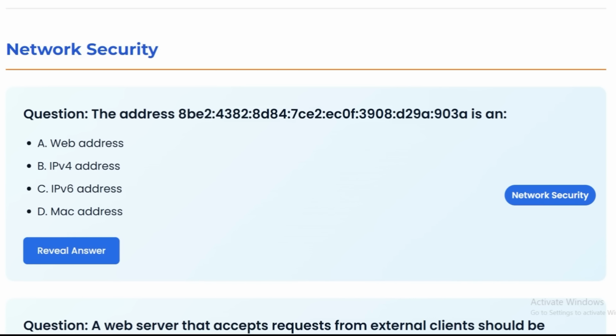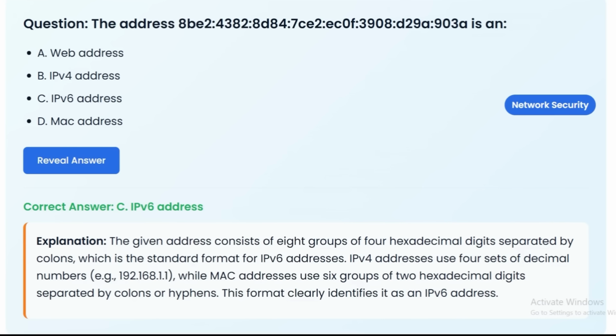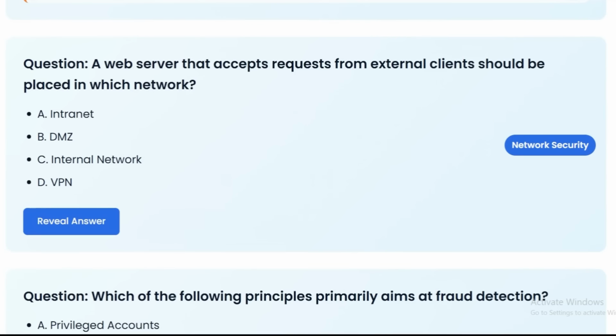So the difference between this MAC address, 6 groups of hexadecimal digits separated by colons, and this, 8 groups of hexadecimal digits. That's the difference between IPv6 and MAC, because you may be confused that, okay, this looks like a MAC address. No, this is not a MAC address. So let's go to the next question.